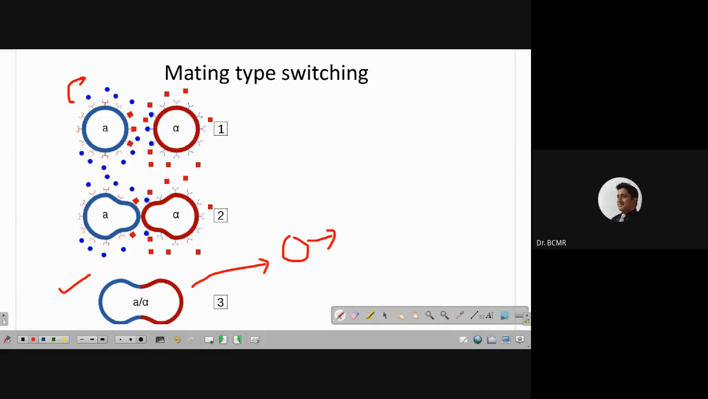So why should this happen is always an interesting question. Why do we need sexual reproduction, or why does sexual reproduction arise in every type of organism? In yeast, in the simplest form, you're seeing here mating type switching. It's a kind of sexual reproduction. Two differentiated gametes fusing to give rise to something.